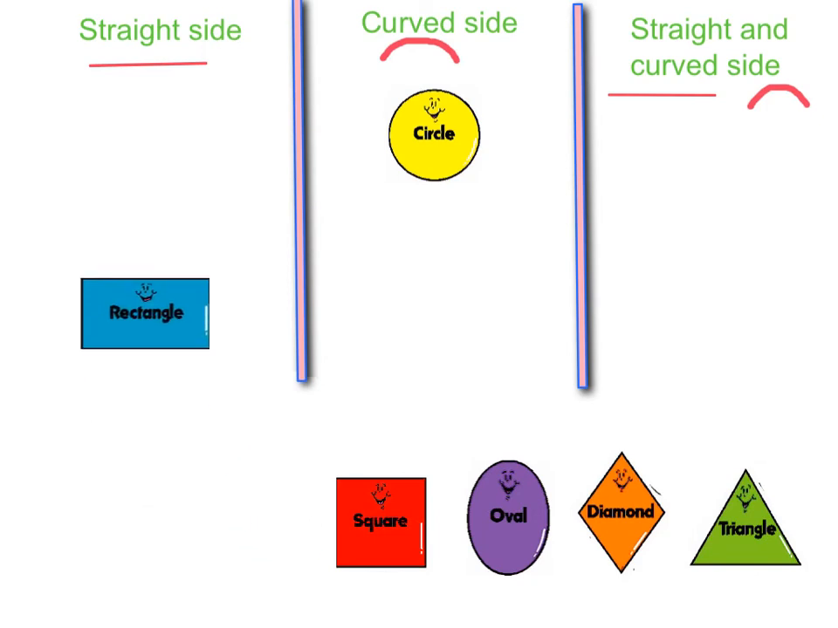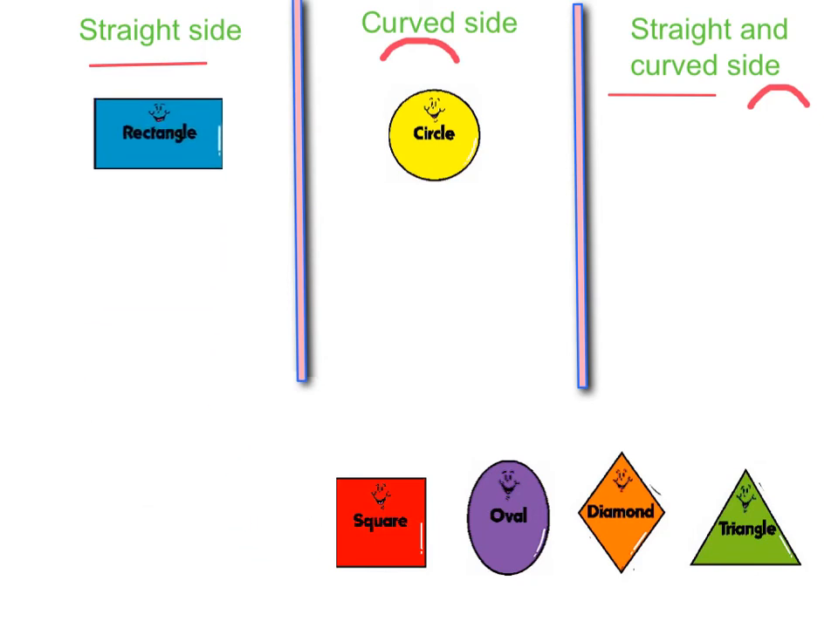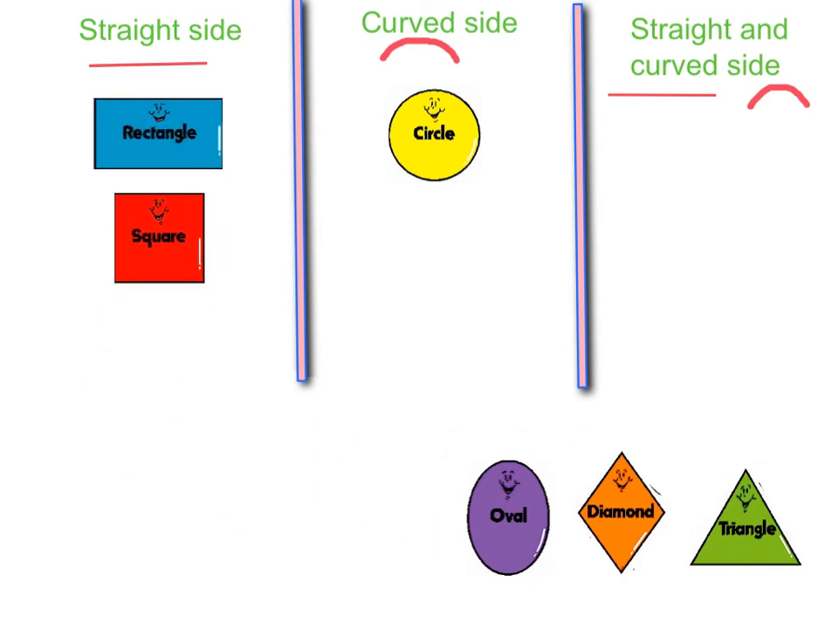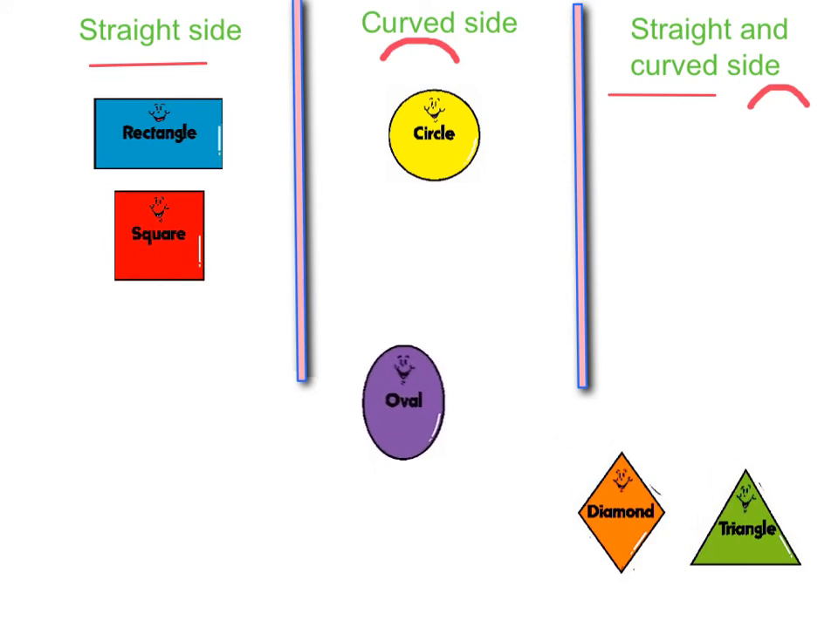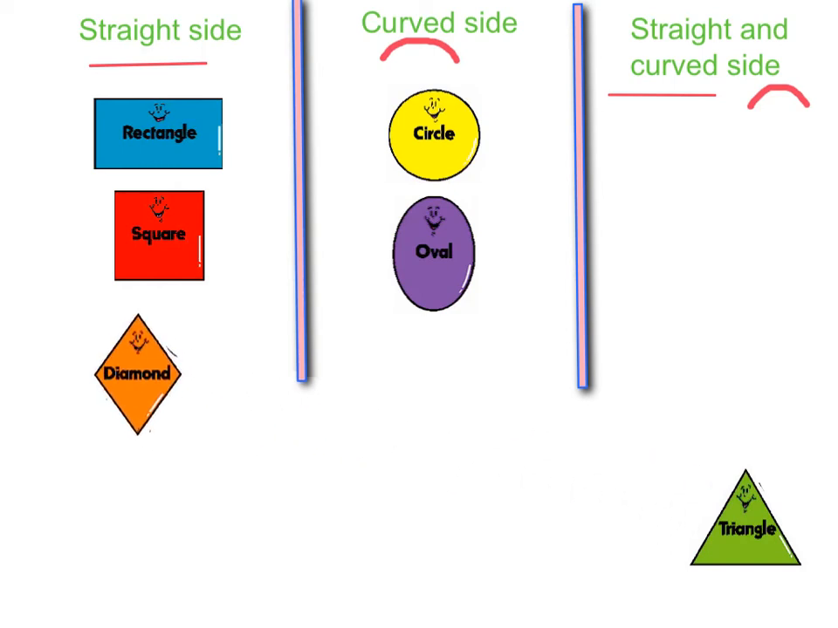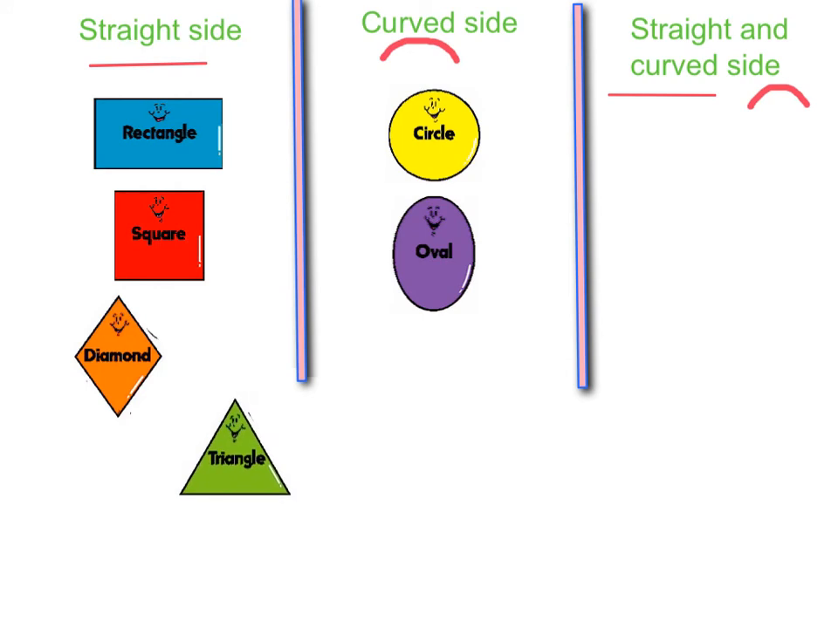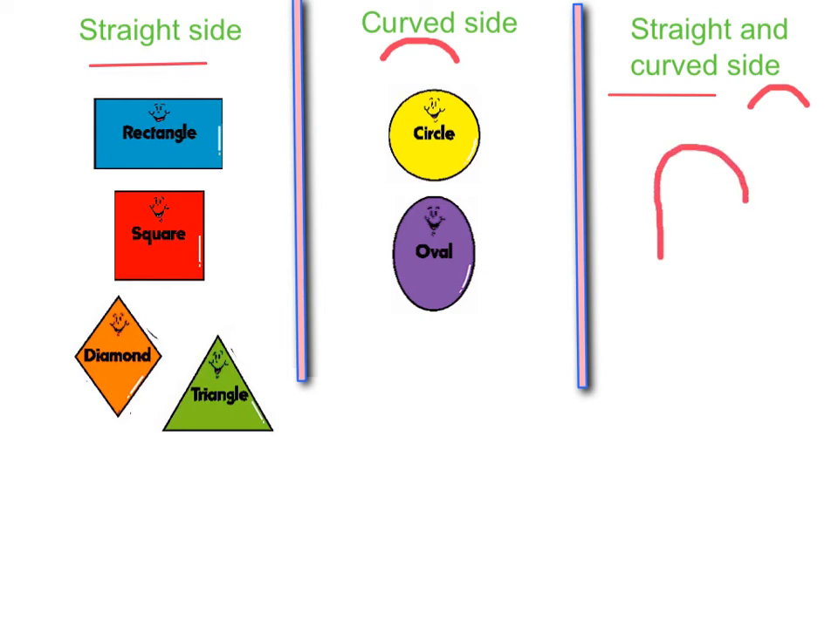The rectangle has 4 straight sides. The square has 4 straight sides. The oval has one curved side. The diamond has 4 straight sides. And the triangle has 3 straight sides. Well, there's none in the other column, but I could draw one that's curved. I could create my own funny one. It's curved and straight. Sort of looks like a piece of toast, doesn't it?